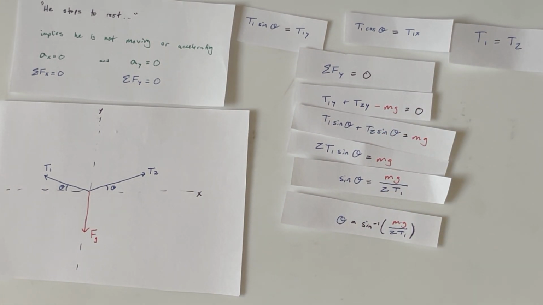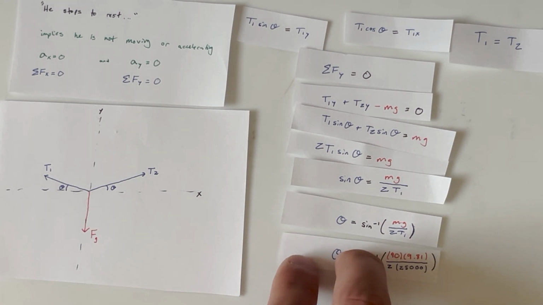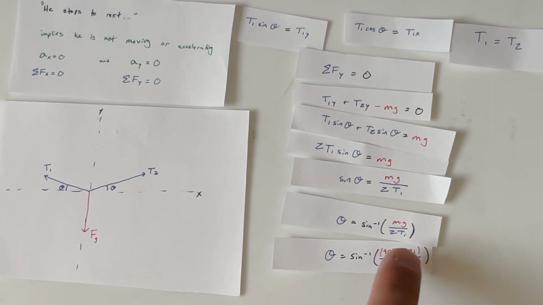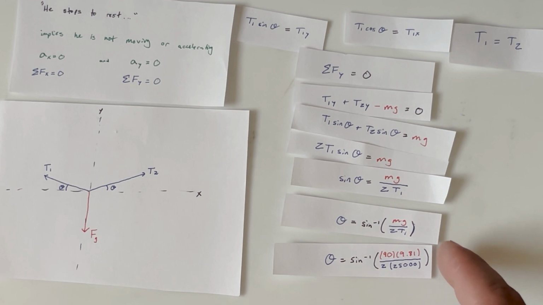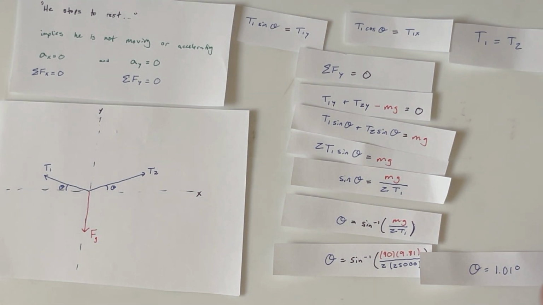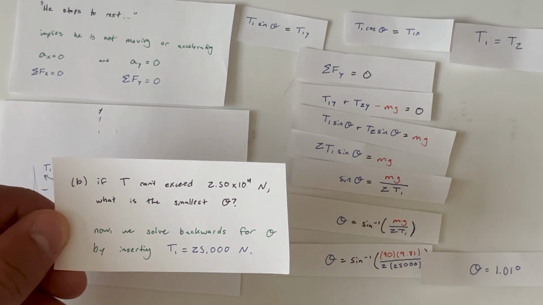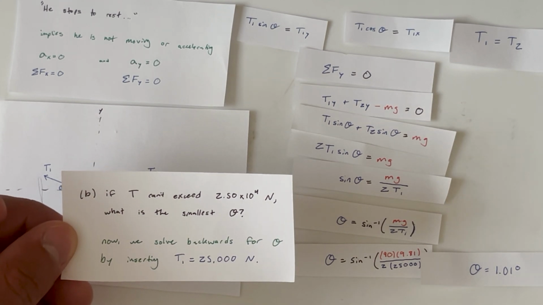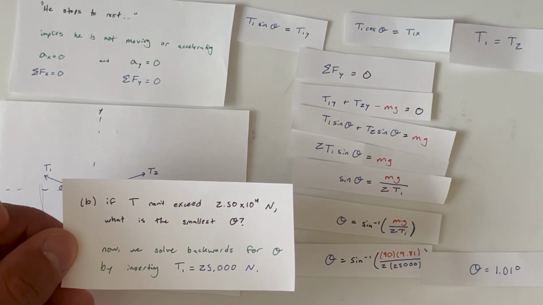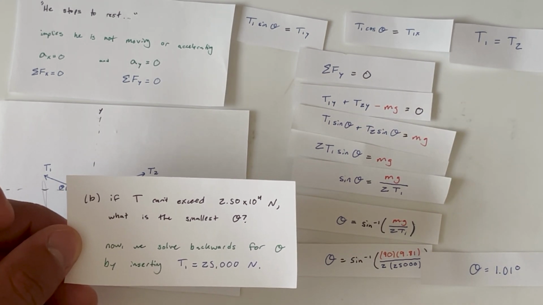Then all we've got to do is plug in our numbers. So theta is equal to inverse sine of mass, which is 90, gravity 9.81, over 2 times the tension. So the tension maximum is that 25,000. So that's what I inserted for tension 1. Now plug this into your calculator, and you're simply going to get that theta is equal to 1.01 degrees. So that's how we solve part B of this problem. Smallest theta possible is that 1.01 degrees. Anything smaller than that, and the rope is going to break.